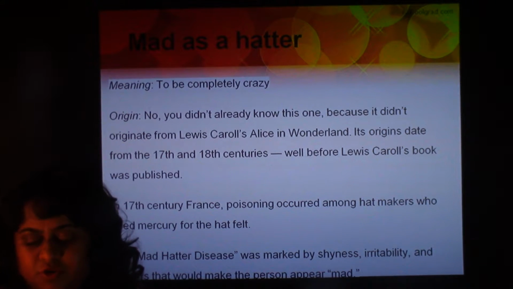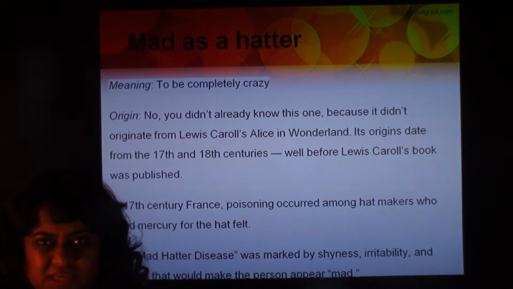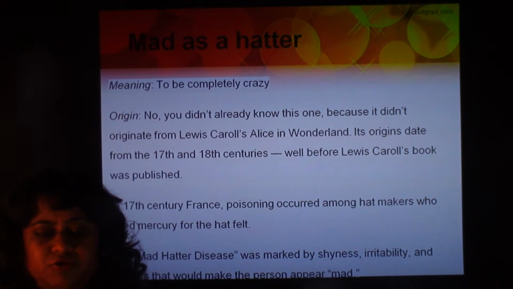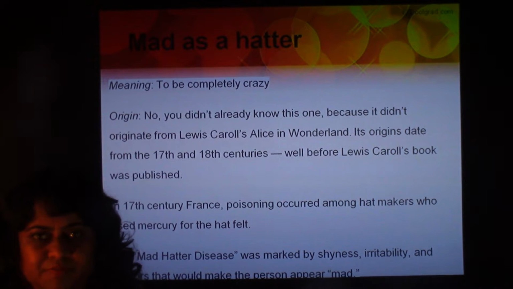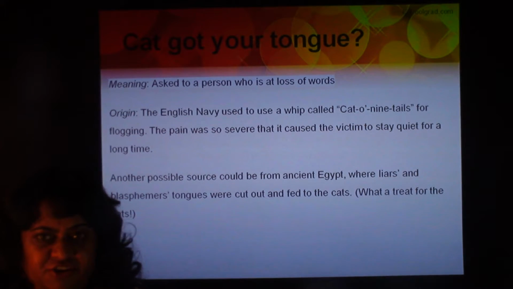Anyway, that's a different story, but the people who used mercury to make hats suffered from this Mad Hatter's disease, and they said, mad as a hatter. So that's how the phrase came about. Today you can say that person's mad as a hatter. He may not be a hatter, but what it means is he's completely crazy. That's all it means.